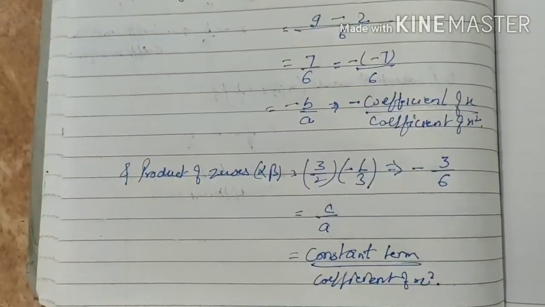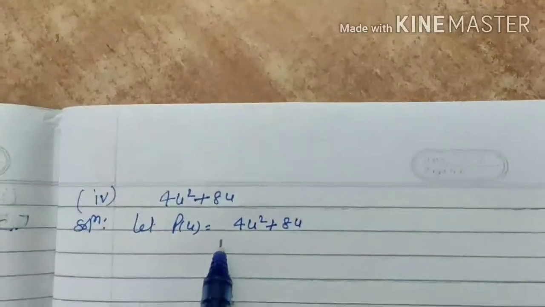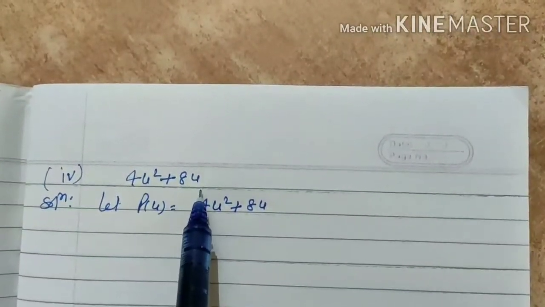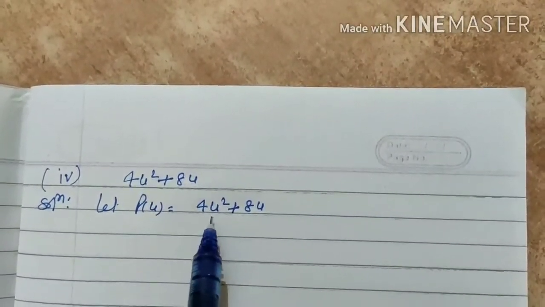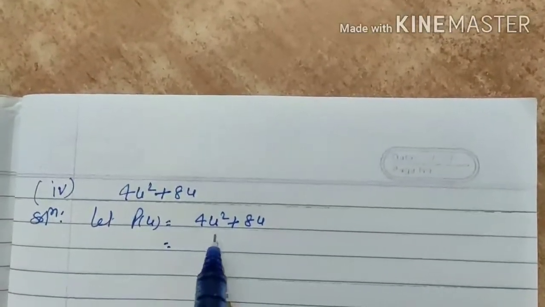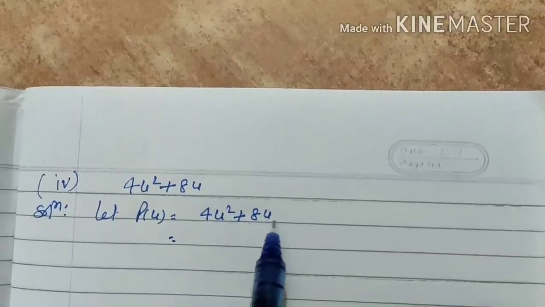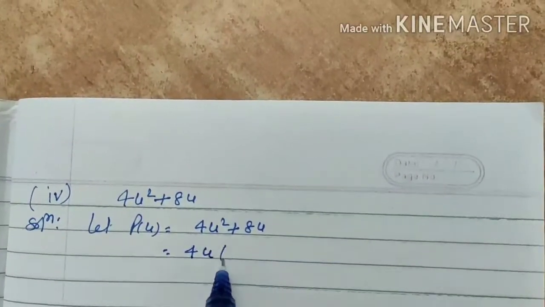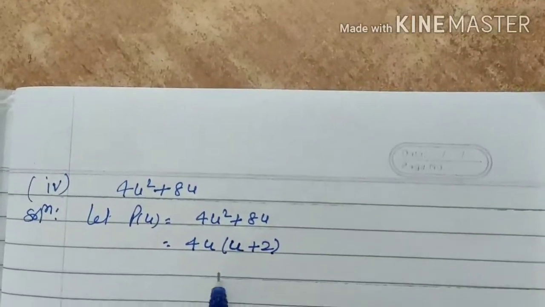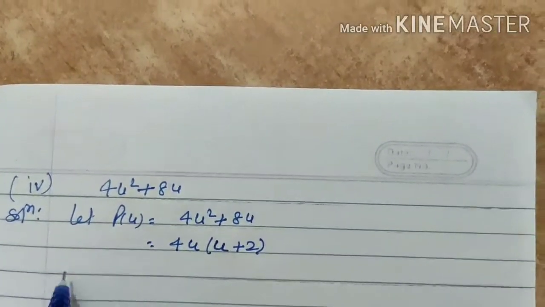So this is all about part number 3. Pause the video and note it down. In the next part we have given 4u square plus 8u. So let polynomial p(u) equals to 4u square plus 8u. Now here you can see 4u can be taken as common. Here it will be u and here it will be 2. So 4u into u plus 2.